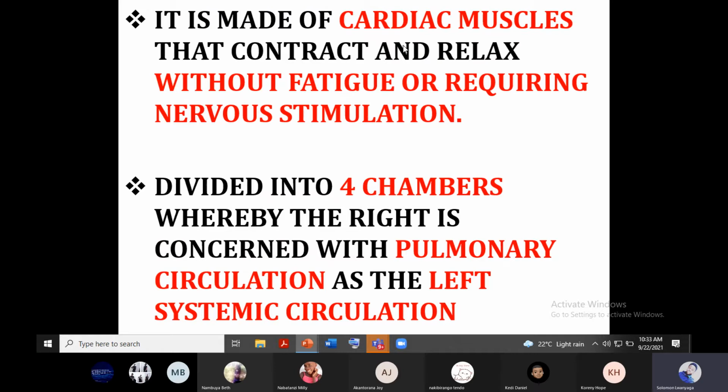It contains cardiac muscles. Now, these cardiac muscles are what make the heart special. Otherwise, it would be like any other muscle on your leg. But what the cardiac muscles are genuinely special for is this. They contract and relax without fatigue or requiring nervous stimulation. Not to require nervous stimulation is what we call being myogenic. So we are saying here our heart is made up of cardiac muscles which contract and relax without fatigue.